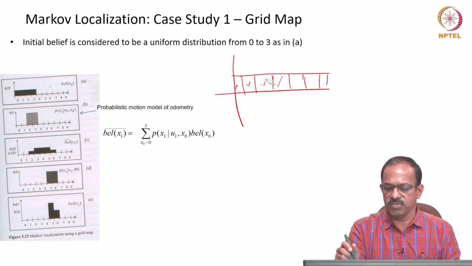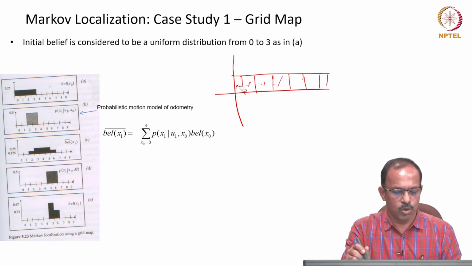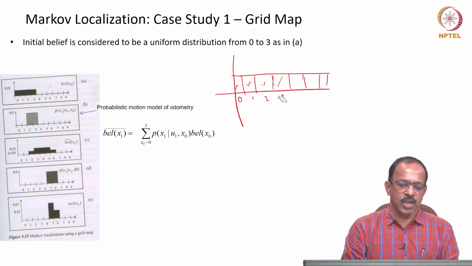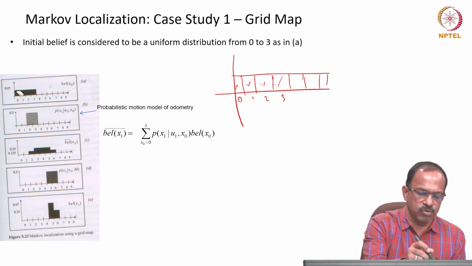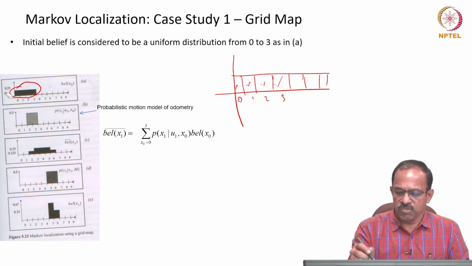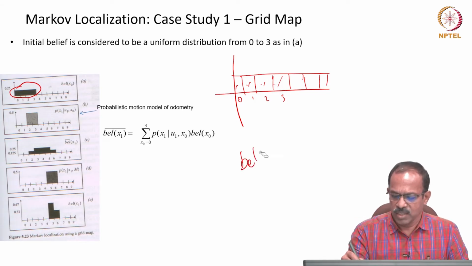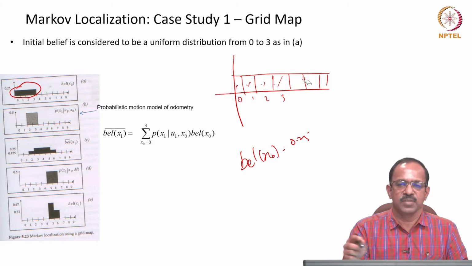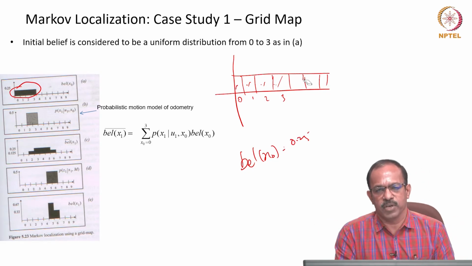I believe that it could be anywhere here, in grids 0, 1, 2, 3. So I will give an equal probability of 0.25. As you can see here, I have an equal probability of 0.25 for the belief state. So the belief x0, that is before we start, is 0.25 for all the grids. It could be anywhere in the 4 grids.